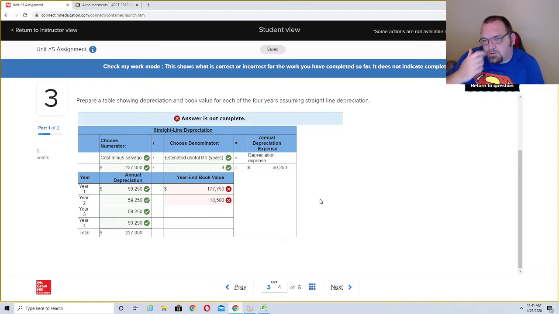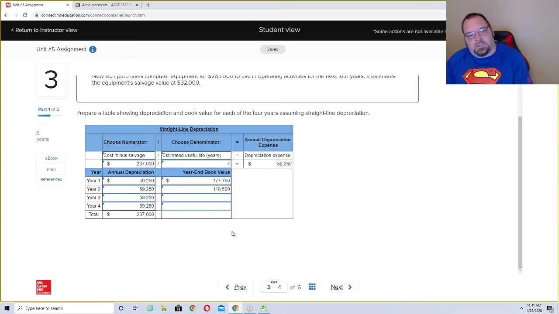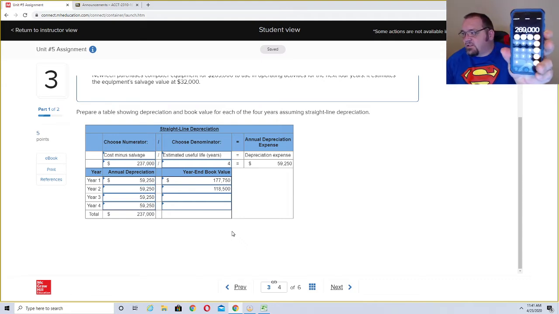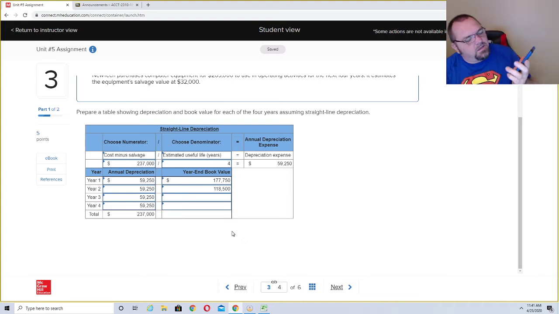Oh, I know I did wrong. Let me go back and do it. I don't use the cost minus salvage. Instead, I use cost. So I did start saying it right, I corrected myself. So you take the cost, 269, and subtract from it the 59,250.